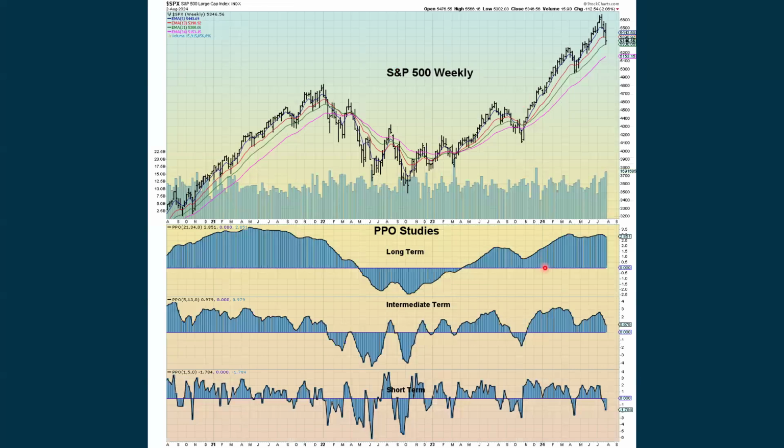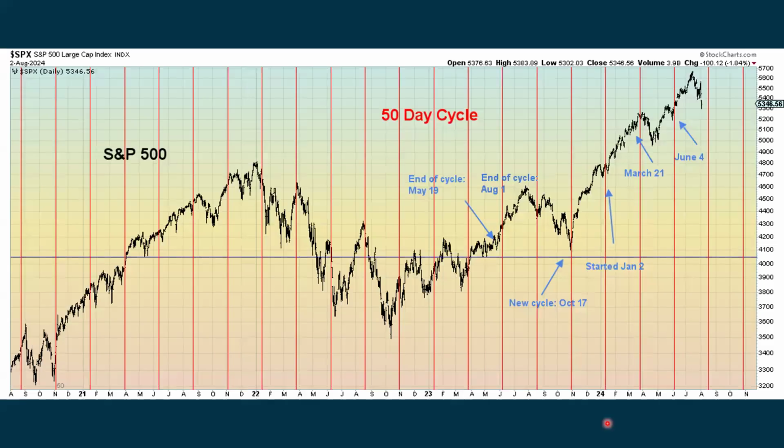We're seeing some weakness here with our momentum in the long term. We're rolling over, declining in the intermediate term, turning negative in the short term. And not sure where we're at here. We seem to have topped out just about halfway through the 50-day cycle.